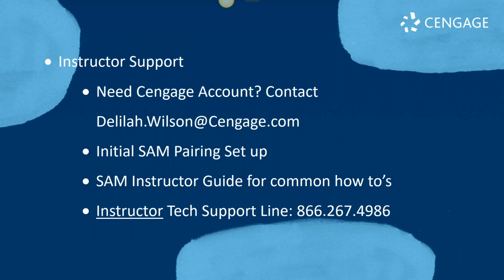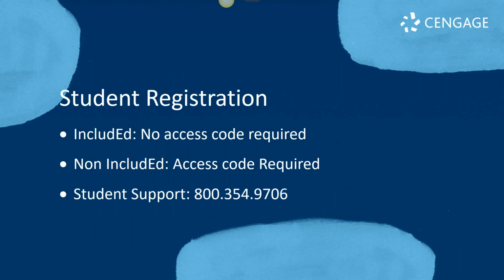And if you're having technical issues, like let's say you're getting some type of error or something isn't working the way it should be working, maybe grades aren't syncing or something's locked and you can't quite figure it out, we do have the Cengage Instructor Technical Support line. So be sure to make note of this number: 866-267-4986. This is for instructors, and when it comes to students, the number is 1-800-354-9706. And that student support is pretty much 24/7.